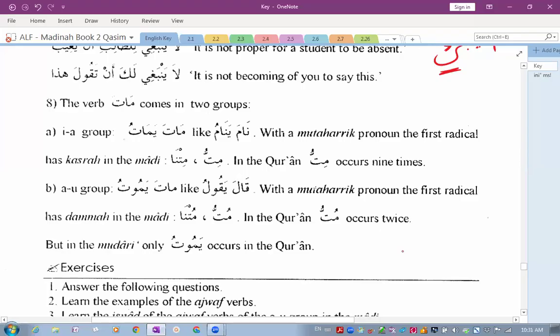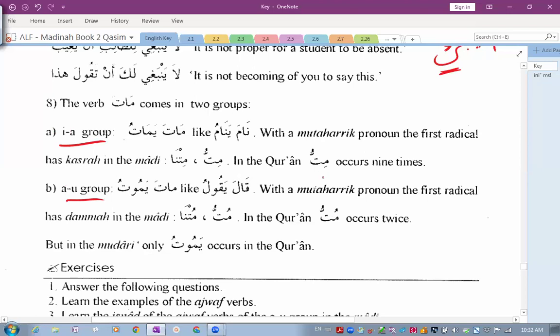So they can have in the madi the A group and then the AU group. So it means mawata or mawita. So it is mawata and mawita. That means the Iya group, mawita, because mawita, right? The ER group will be mawita, becomes mata. Okay, so don't worry too much about it. It's just a small note over here that it comes from the two groups.